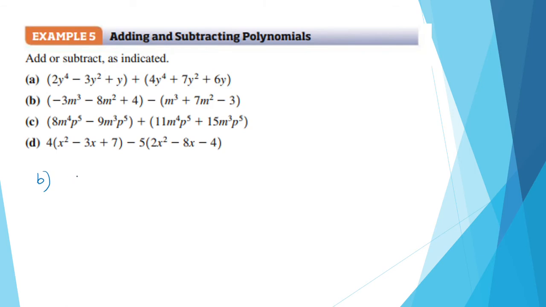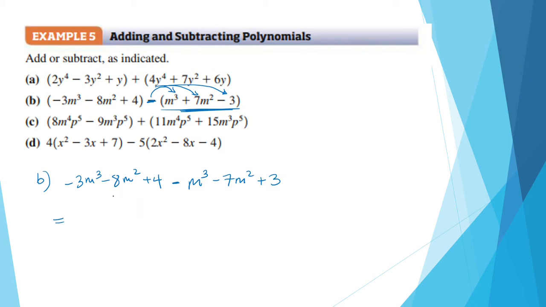Part B, we have negative 3m cubed minus 8m squared plus 4. And I want you to be extra careful. There's a negative here. You have to make sure to distribute the negative to the right side before we add these polynomials together. This gives me negative m cubed, negative 7m squared, and a positive 3. That's from distribution right here.